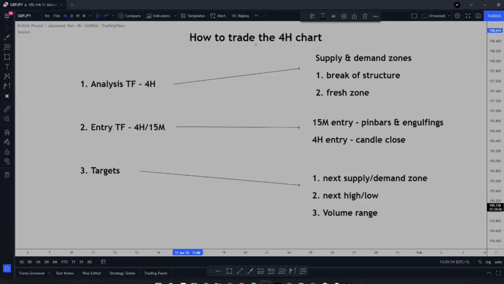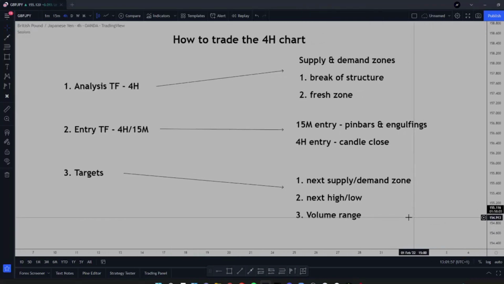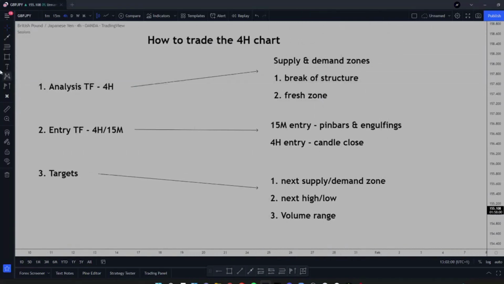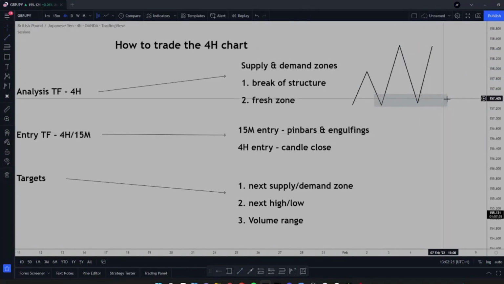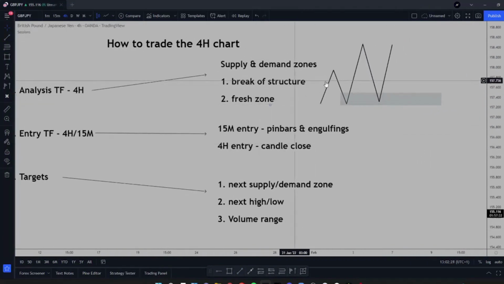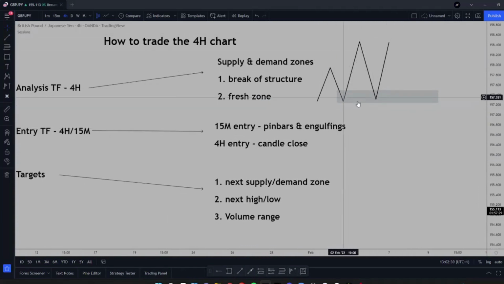Okay, so starting off with analysis on the 4-hour time frame, the first thing we're looking for, obviously, are supply and demand zones. The first thing would be a break of structure. So what exactly is a break of structure? It means that we have a high, and that high gets broken. All right, this would be a break of structure. This would be a demand zone. So the only thing we're waiting for is for price to come back to this zone and then find a valid entry and then take this trade. Break of structure comes back to this area, we find an entry and then we trade.